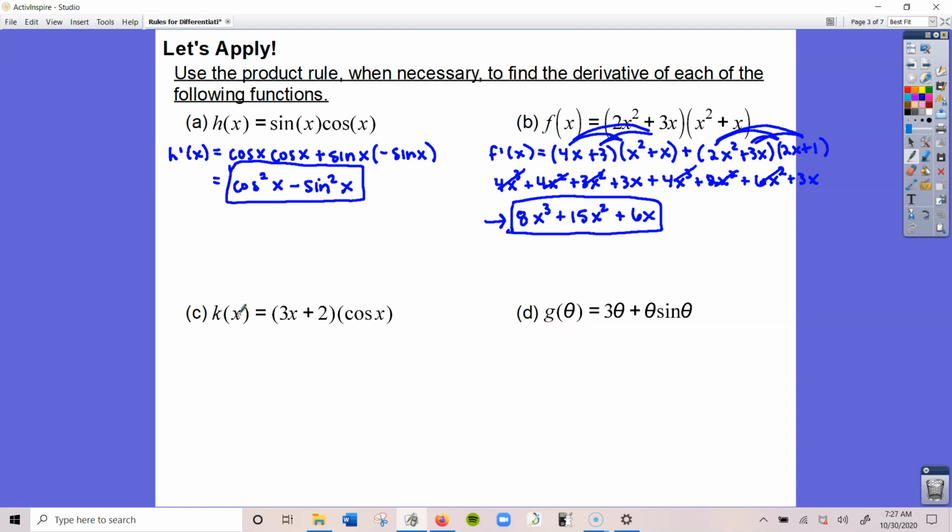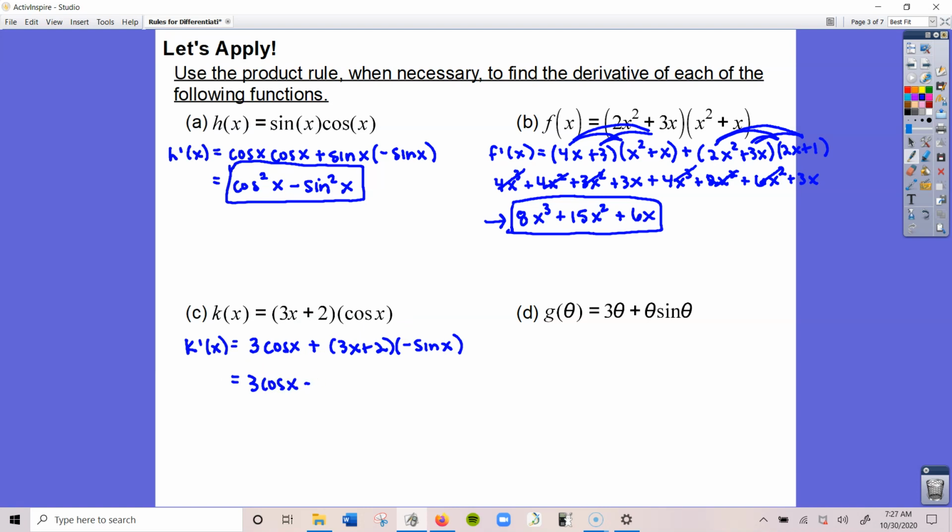Now for C, we have k of x is equal to 3x plus 2 times cosine x. Here we have to use the product rule. So we have k prime of x. We find the derivative of the first, which is just 3. Leave the second alone, so cosine x. Plus, now we leave the first one alone, 3x plus 2. And we multiply by the derivative of cosine, which is negative sine x. We can now multiply this out and simplify.